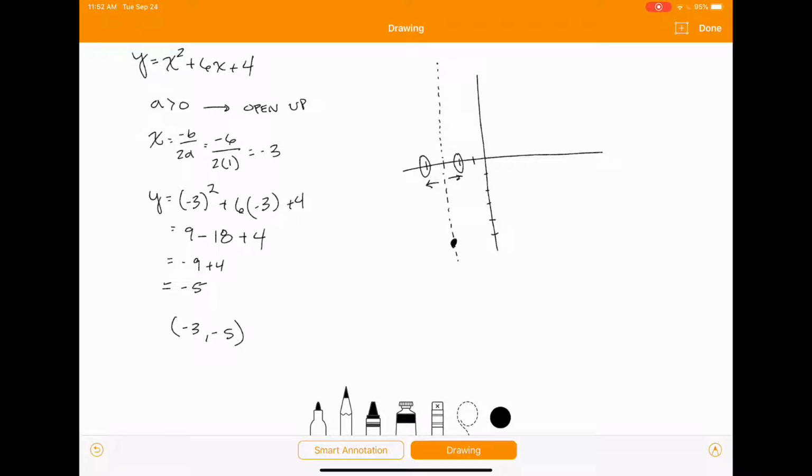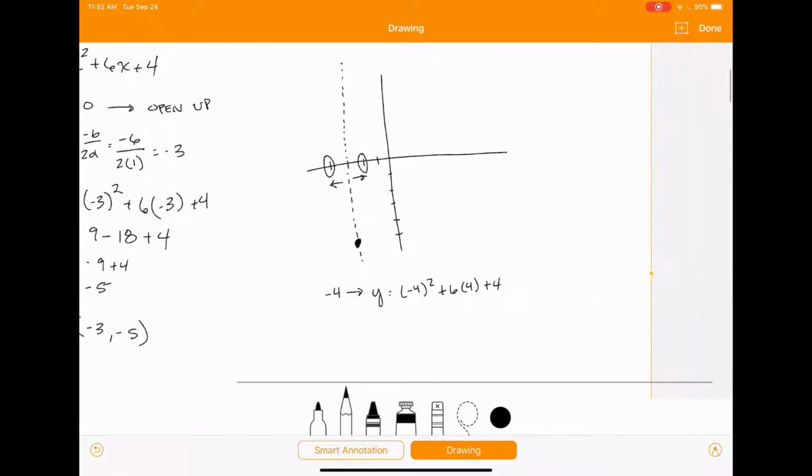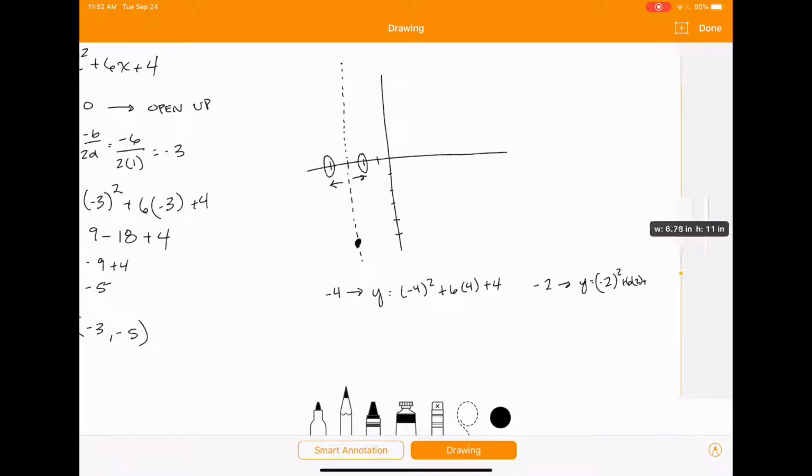So for -4, that's going to be y equals -4 squared plus 6 times -4 plus 4. And for -2, we're going to get y equals -2 squared plus 6 times -2 plus 4.